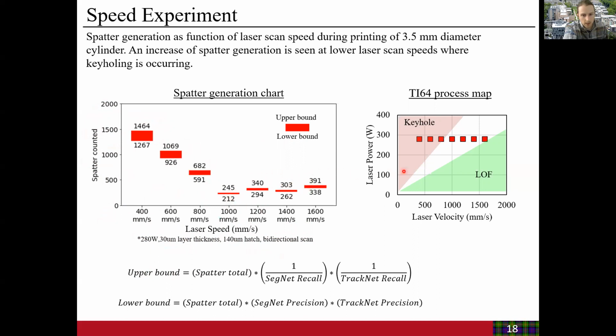And if we look at where those process parameters lie in the process map we showed earlier, with the keyholing, fully dense, and lack of fusion regimes, we can see that our lower velocities are in the keyholing regime. And it looks as though when you're in keyholing, your spatter generation is significantly increased. I mean, we're talking an order of magnitude higher here than when you're outside of keyholing.